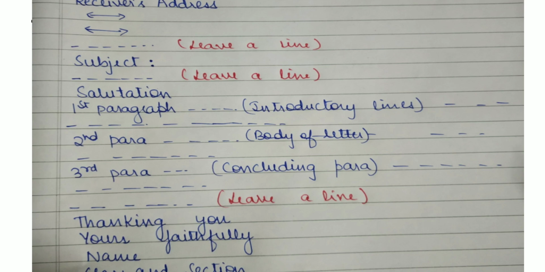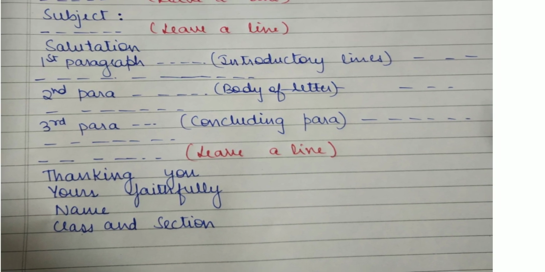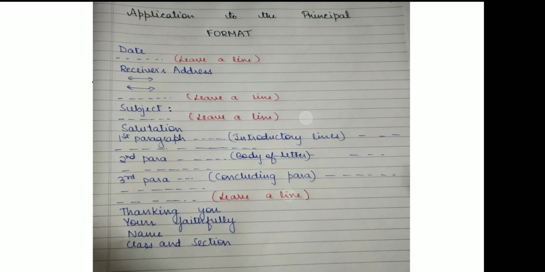Then from the next line, without leaving a line, you will write the first paragraph, the introduction. Then without leaving a line, you will write the second paragraph from the next line. Then from the next line, you will write the third concluding paragraph. After having written the entire body of the letter, you will leave one line. Then you will write thanking you. After that, without leaving a line, you will write yours faithfully or yours sincerely. Then without leaving a line, you will write your name. And then in the next line, you will write your class and section. This is how you have to write the application or your letter.